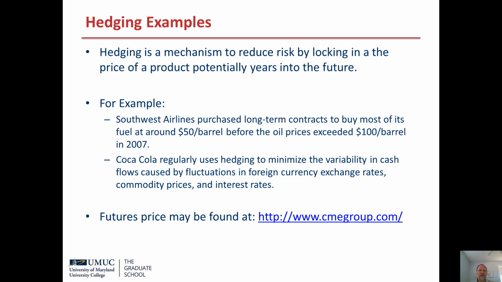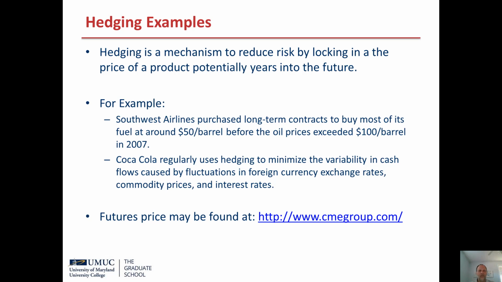We will give examples of hedging mechanisms. For example, Southwest Airlines purchased long-term contracts to buy most of its fuel at around $50 a barrel before oil prices exceeded $100 a barrel in 2007. This put them in a very competitive advantage situation compared to the other airlines. On the other hand, if prices had dropped, they would have been at a disadvantage.